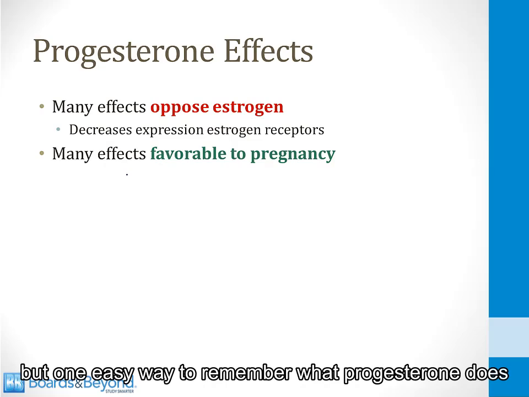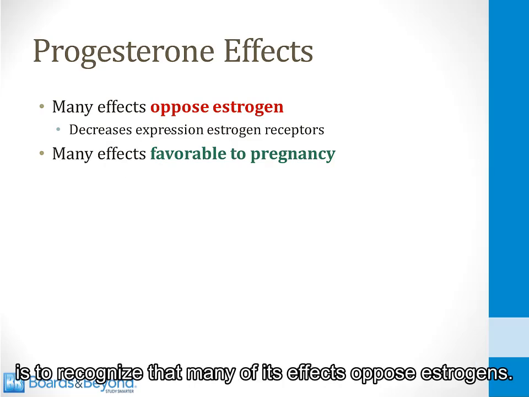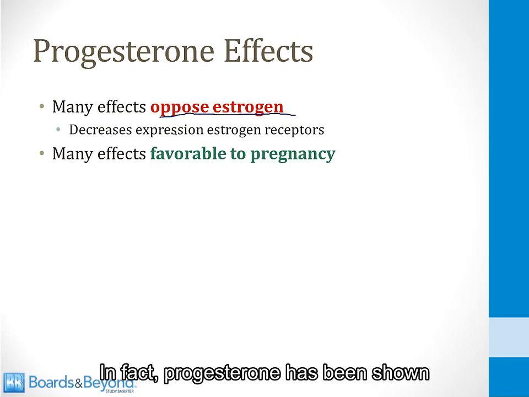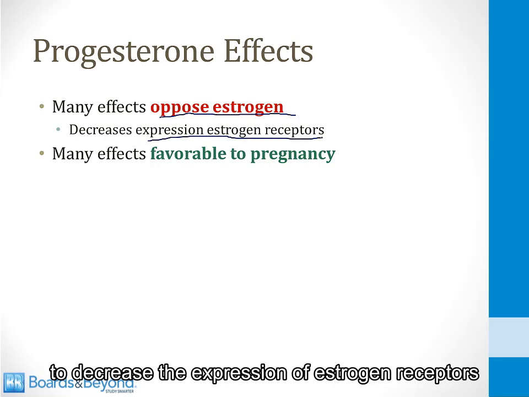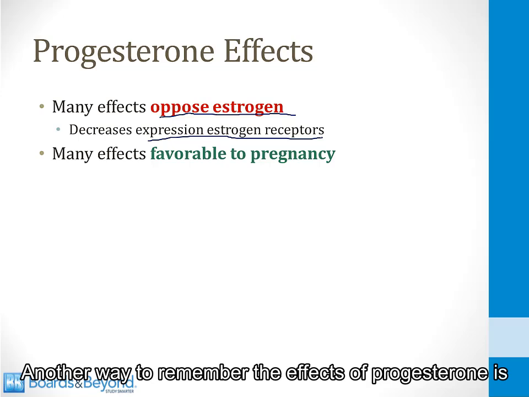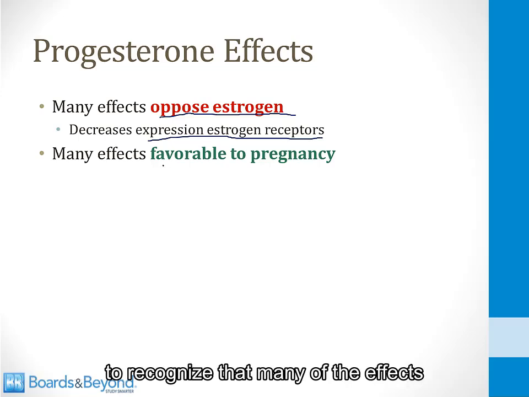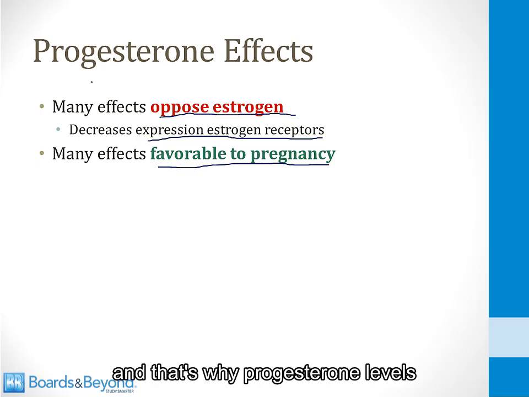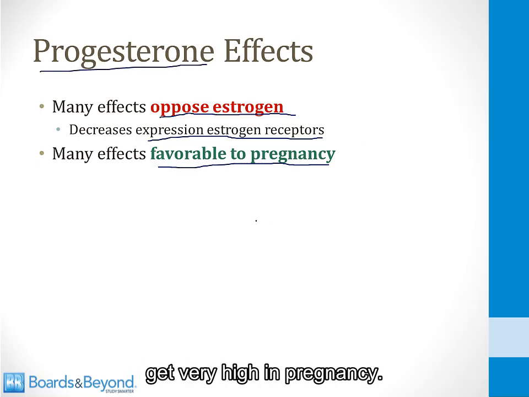easy way to remember what progesterone does is to recognize that many of its effects oppose estrogens. In fact, progesterone has been shown to decrease the expression of estrogen receptors in many different cell types. Another way to remember the effects of progesterone is to recognize that many of the effects are favorable to pregnancy, and that's why progesterone levels get very high in pregnancy.